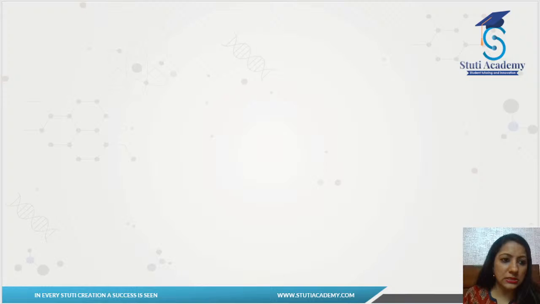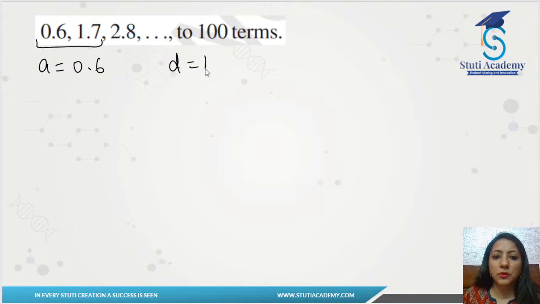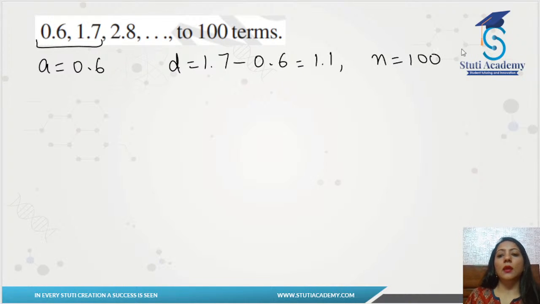So we were discussing this one. We have to solve for the sum of the first 100 terms of this AP. So A here is 0.6, and D, as we can see, the difference between 1.7 and 0.6, is 1.1, and N is 100. Now we are going to solve for Sn, the sum till the first 100 terms.